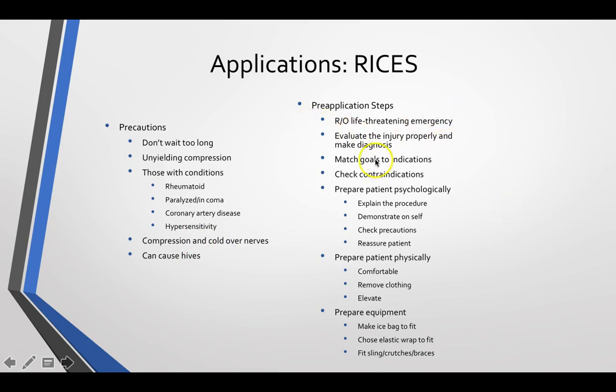So pre-application steps, again, thinking about your competency, these are the things you're going to go through. If it's an emergency situation, rule out life-threatening emergencies first and then make your proper diagnosis. Okay, match your goals. Check your contraindications, prepare the patient psychologically. Okay, explain the procedure, what you're going to do.